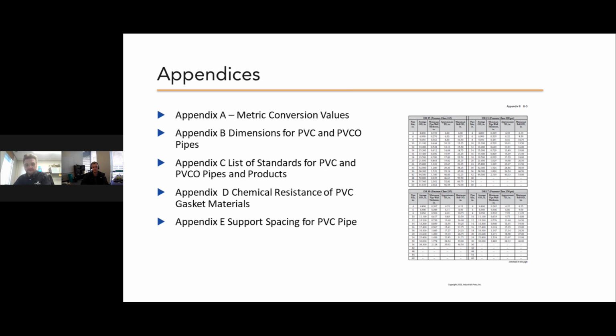But we are getting close to the end here, so I'm going to ask this question, and we'll see if we can maybe squeeze in one more. This question does come up regularly, and they're asking, what are the requirements for storing PVC outdoors, and how does UV exposure affect the pipe?